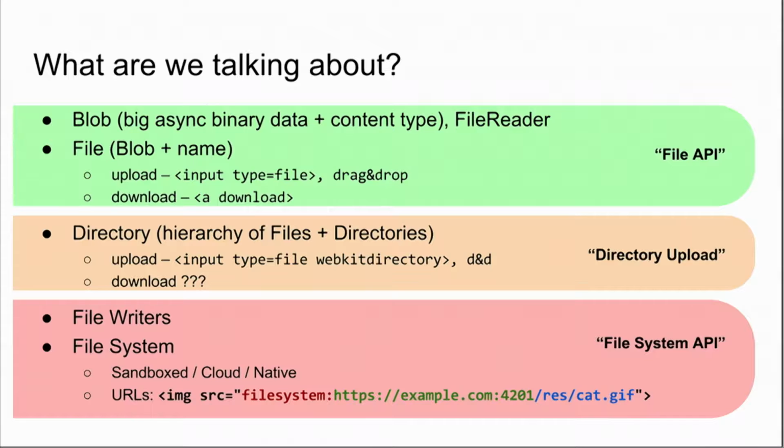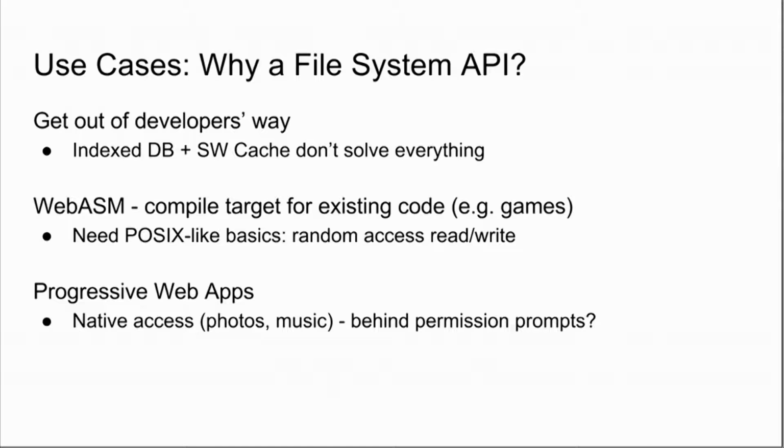Chrome has a solution there, but it's not standardized across browsers. When you want to do full-on file system, like access to the native file system through some permissions, or even a sandbox file system, again, not standardized across browsers. Why would you want a file system API? Mostly to get out of the developer's way. Databases and caches have their uses, but sometimes you just need low-level primitives like fopen, fread, fwrite. Or maybe you're building an application like a photo editor or photo gallery, and again, via permissions, you'd like access to the user's local files.